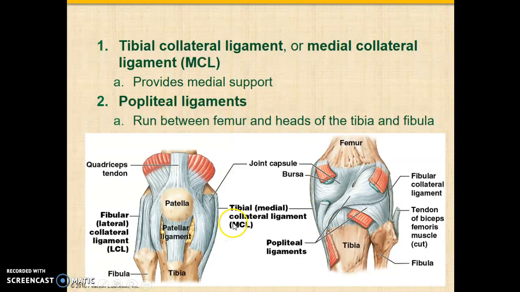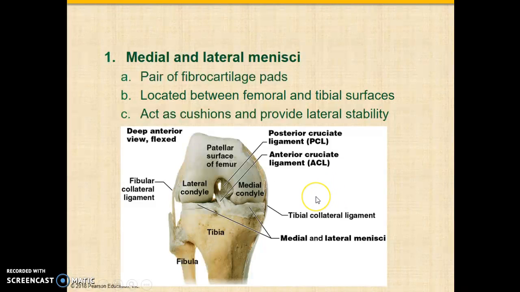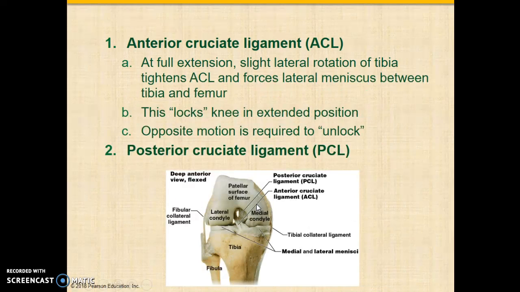And in the back of the knee, the popliteal ligament runs between the femur and the heads of the tibia and fibula. The medial and lateral menisci are pads of fibrocartilage that cushion, located on top of the tibia, so as the femur sits there, it's sitting on this pad of fibrocartilage. Inside the knee are the ACL, anterior cruciate ligament, and the PCL, posterior cruciate ligament.